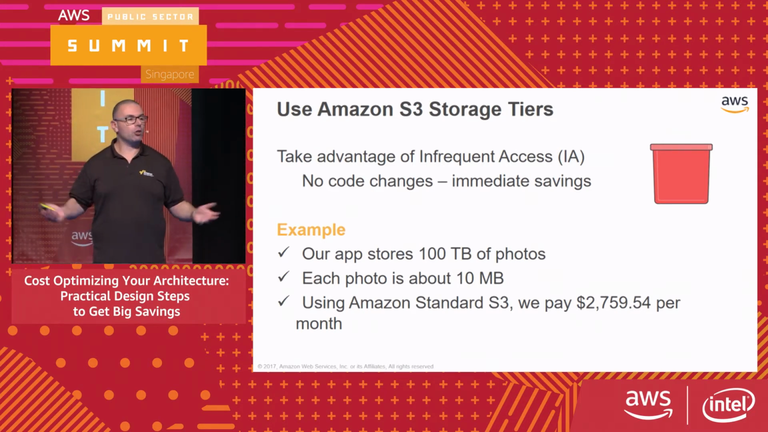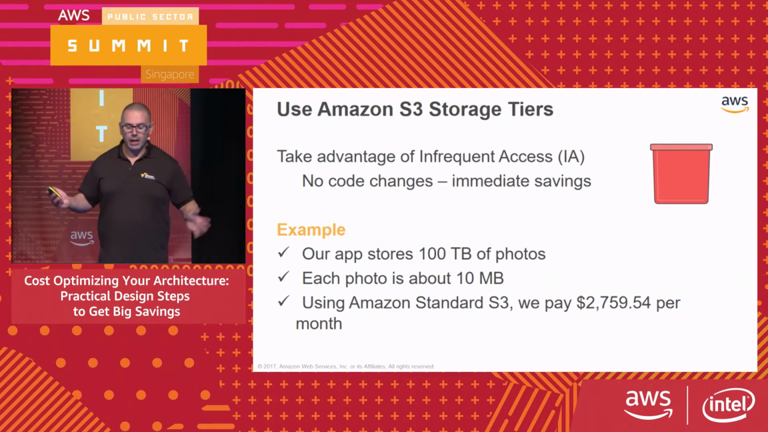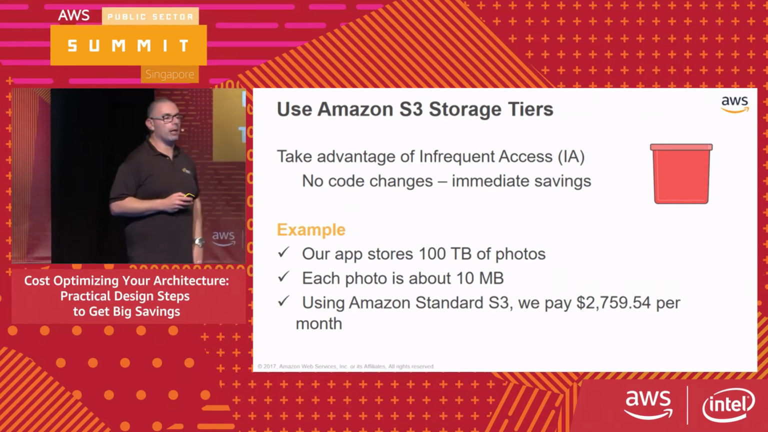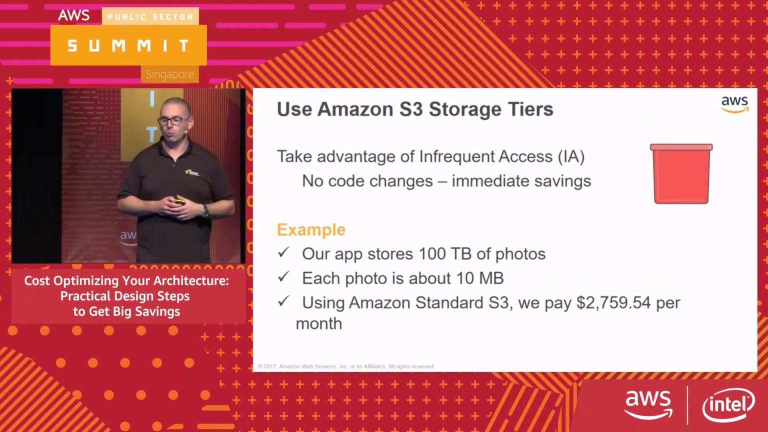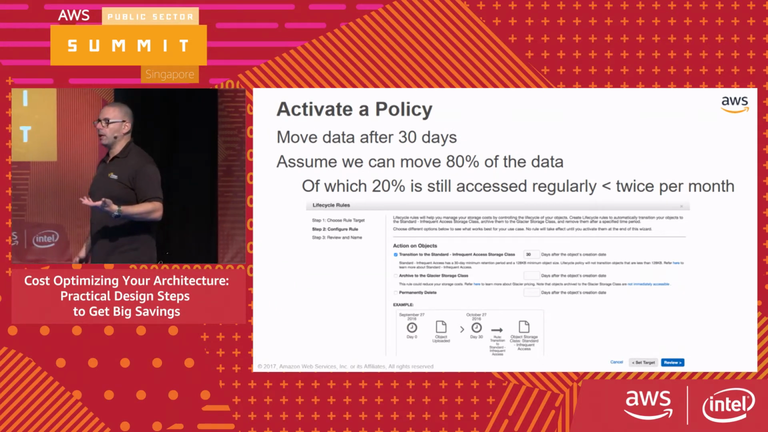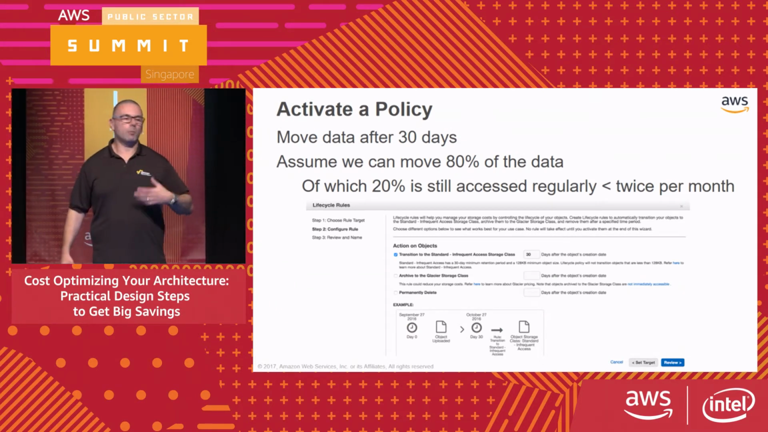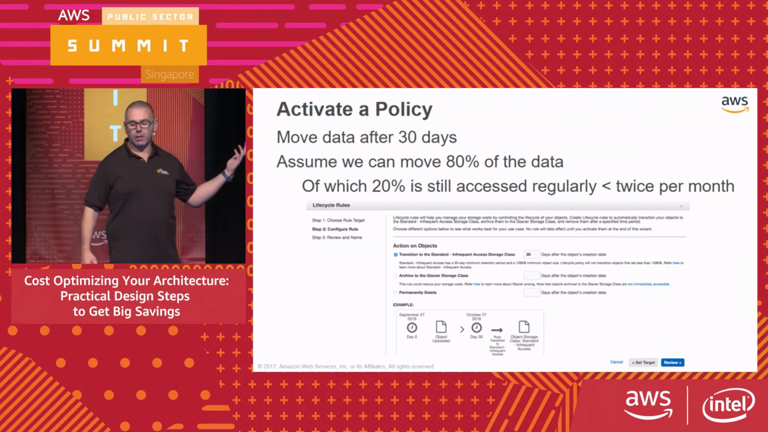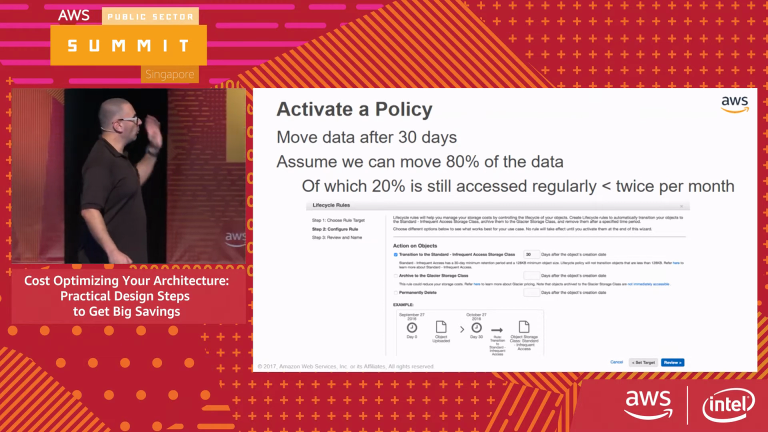Let's take our application storing 100 terabytes of photos. Each photo is about 10 meg, and that costs us nearly $3,000 per month to store that information in a highly durable, resilient form. Now, if we set up a policy on this bucket to say, you know what, after 30 days, most people don't access their photos, or they do it very rarely. In fact, only 20% is accessed less than twice a month. We can move 80% of that.